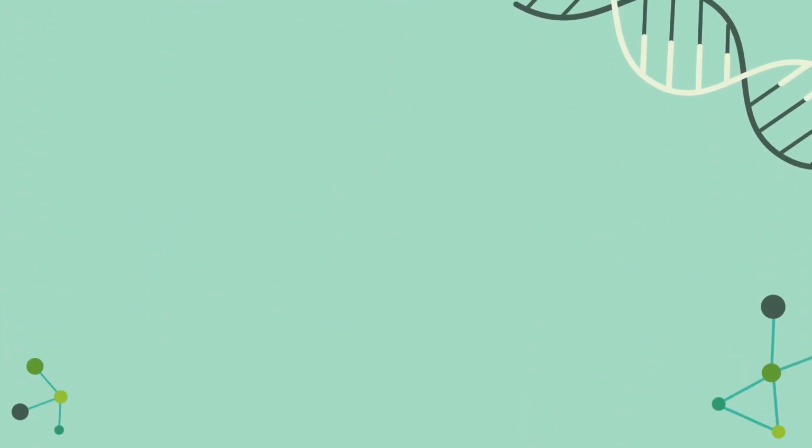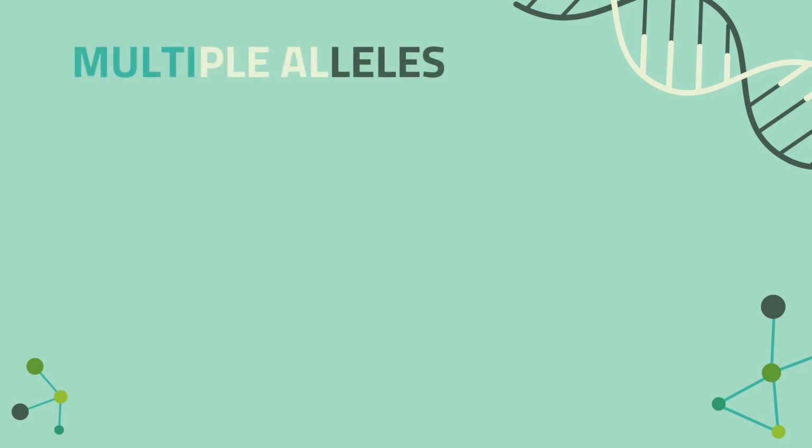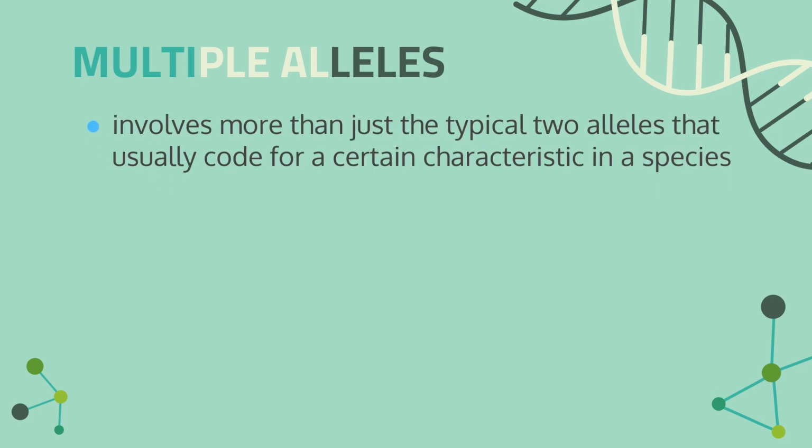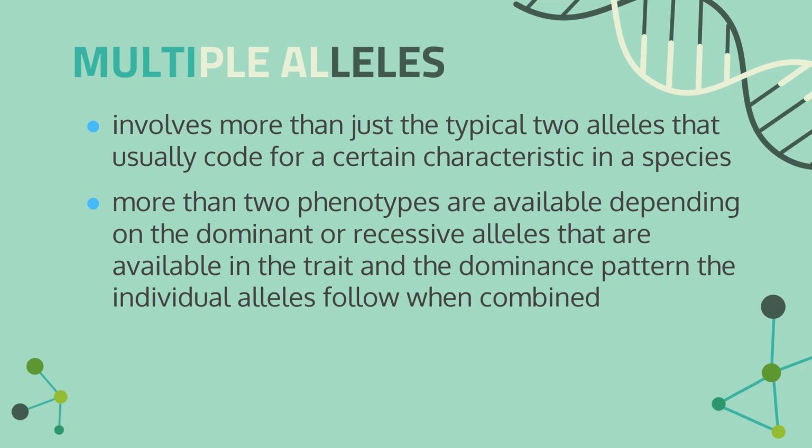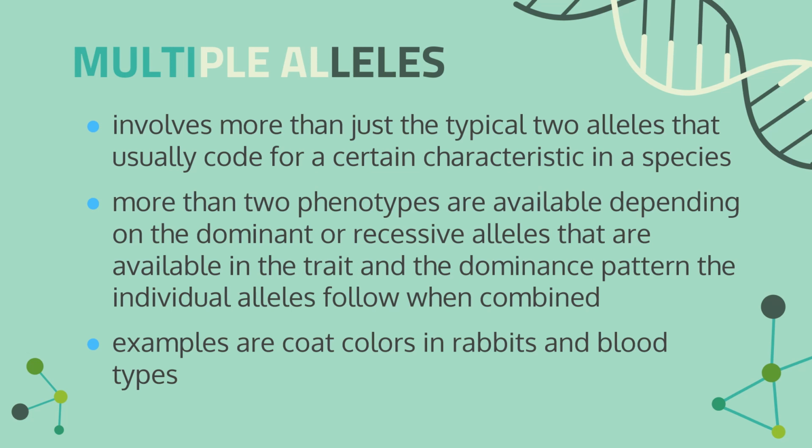Let's continue our discussion about non-Mendelian inheritance. This time, we'll talk about multiple alleles. Multiple alleles is a type of non-Mendelian inheritance that involves more than just the typical two alleles that usually code for a certain characteristic in a species. There are more than two phenotypes available depending on the dominant or recessive alleles that are available in the trait and the dominance pattern the individual alleles follow when combined. Best examples for this type of inheritance are coat colors in rabbits and blood types.